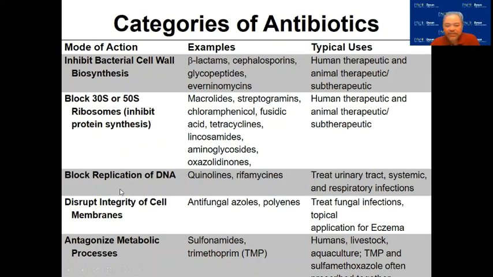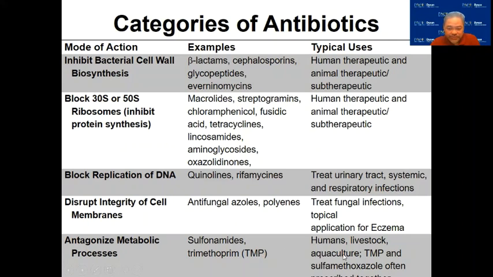Quinolones and rifamycins are classified as those that block the replication of DNA. You use these for UTI and systemic and respiratory infections. You can also include antifungal azoles and polyenes, which disrupt the integrity of cell membranes. So they treat fungal infections and topical applications for eczema. And then the last type of antibiotic by mode of action is the one that antagonizes metabolic processes. Here we include the sulfonamides, which I also studied, and trimethoprim.